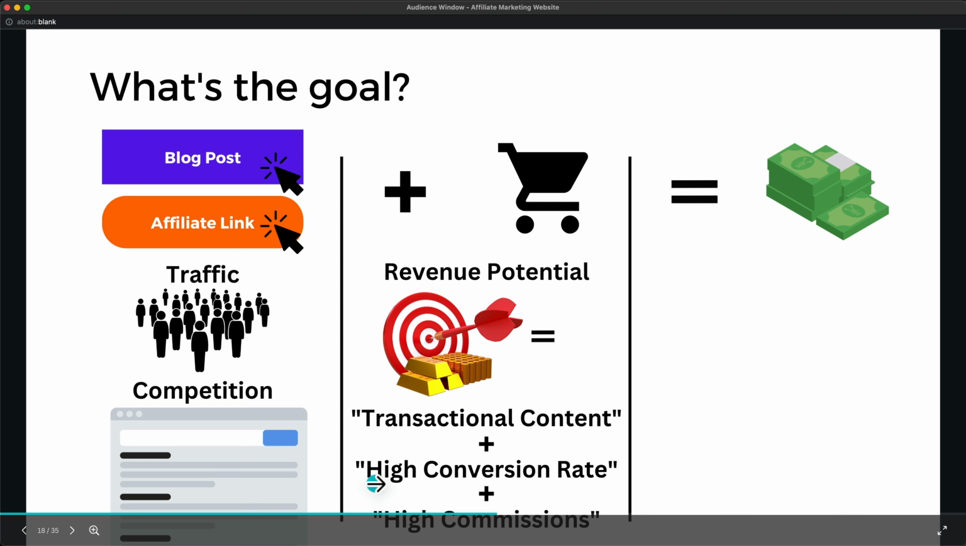Now, you can't really see how this works in the beginning, but once you get some traffic, once you get some conversions, you can see if people convert or not, and then you might want to move on to another product.